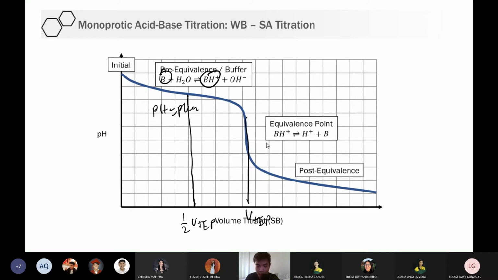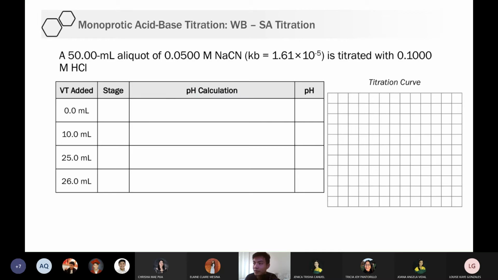Then after nun, equivalence point. The equivalence point has an acidic pH. And then after that, the post-equivalence point. Na-discuss natin maigi kanina and hopefully clear yun sa lahat. Clear ba? Pag hindi, you just ask na. Let's try this.